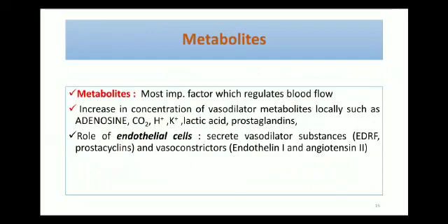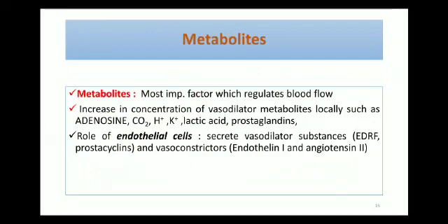Now what is the importance of metabolites in the heart? They are very important because the metabolites cause vasodilatation and increase the coronary blood flow. The most important metabolite: whenever there is increased myocardial oxygen demand, more oxygen is being used, so there will be less oxygen left. So there is hypoxia. Hypoxia will cause release of vasodilatory substances. Most important, adenosine. Other vasodilators: carbon dioxide, hydrogen ion, potassium ion, lactic acid, prostaglandins.